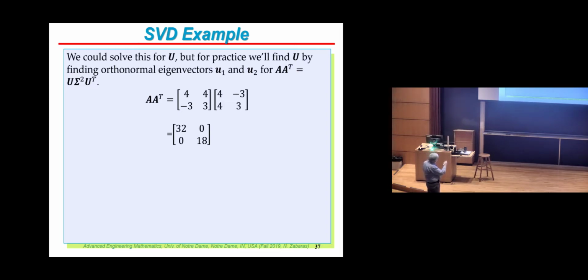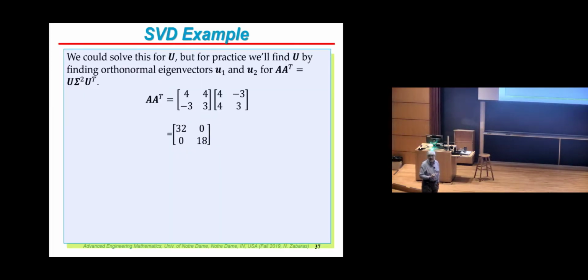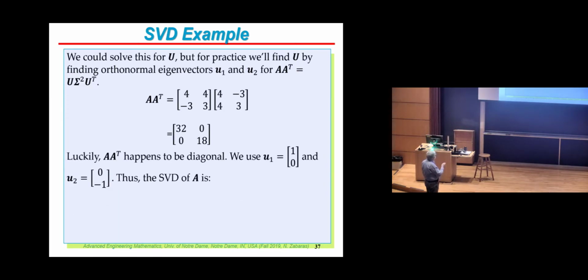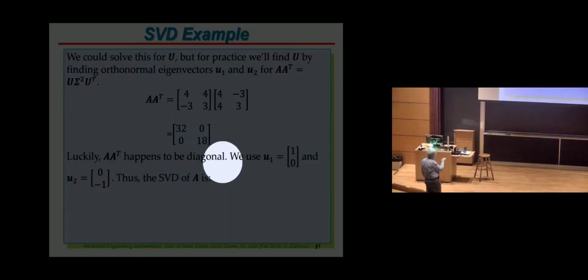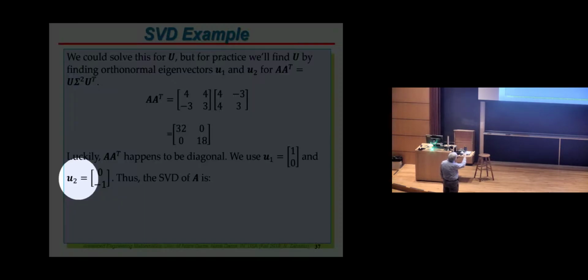Actually, for this problem, you can see it comes by a miracle that A A transpose is diagonal. So really, the singular value squares, you can see immediately that they're 32 and 18, because this matrix is diagonal. And you can see that the 2 U's, again, have to be orthonormal. They're (1, 0) and (0, -1). The only thing is, here, for example, you could have taken U2 to be (0, 1), and that would be an acceptable eigenvector of this matrix, right?